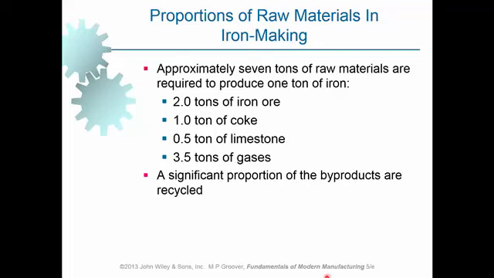Well, what is interesting to know is listed here: for production of 1 ton of iron, we are in need of putting in place 7 tons of materials. That is 2 tons of iron ore, 1 ton of coke, half a ton of limestone, and 3.5 tons of gases are used in order to produce only 1 ton of pig iron.